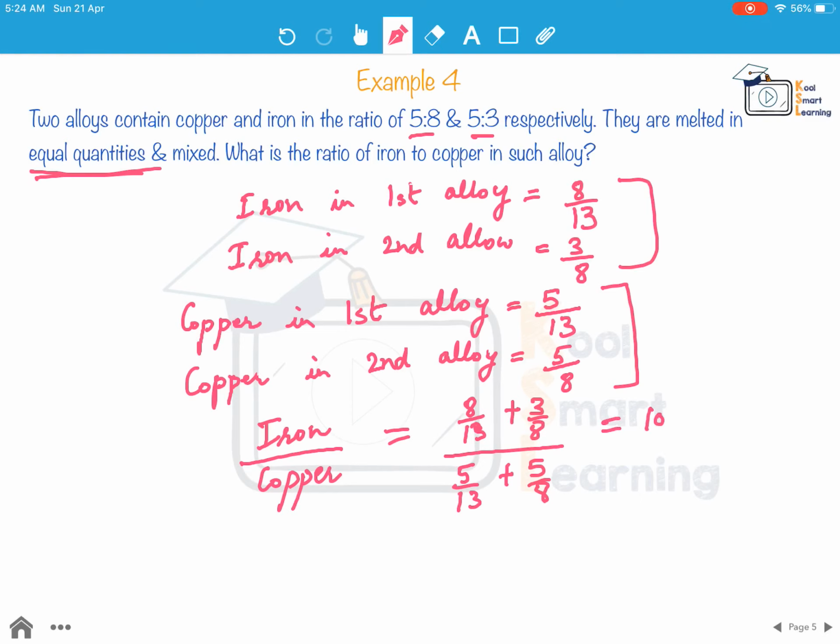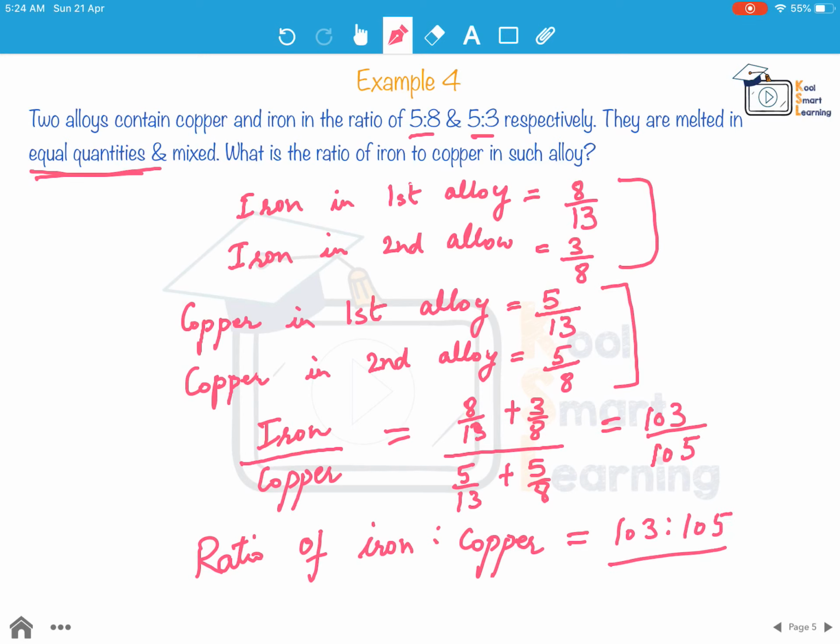This comes out to be 103 by 105. So the ratio of iron to copper in this newly formed alloy will be 103:105. Right, so this is how we are using the concept of mixture, and this is how we are getting the different ratios and the pricing as the need be.